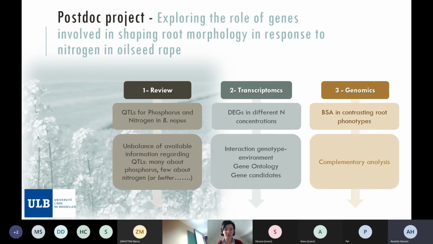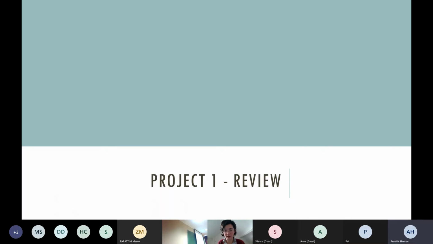What I'm working on right now, again, there are three projects. I'm working on a review to see the work that has been done so far for nitrogen and phosphorus uptake improvement in Brassica napus, on a transcriptomic project to identify differentially expressed genes in response to different nitrogen concentrations, and on a genomic project, in a bulk segregant analysis between contrasting group phenotypes. So regarding this project, I will give a brief introduction about the topic.